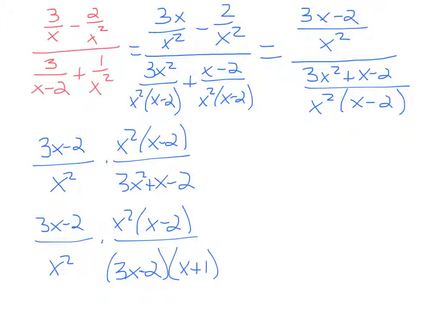And now we're going to go ahead and cancel. And we can cancel our x squareds. We can cancel a 3x minus 2. And that's all we have that we are able to cancel. But we have it way simplified down. We just have an x minus 2 over x plus 1.